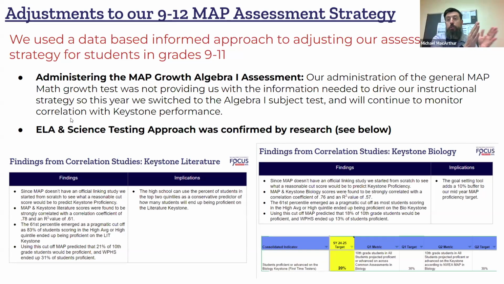So we decided this year to shift from the general math assessment that MAP provides to the Algebra 1 test. And that has two benefits. One immediate benefit is it gives us more relevant data to guide our instruction early in the year this year, and I'm going to show you an example of that in a slide. But the second thing is, we're hoping it's going to be a better predictor of Keystone performance, so that we have a better idea of where our instruction is working for kids and where it is not, just like we have in 3 through 8, and just like we have with Keystone Literature and Keystone Biology.